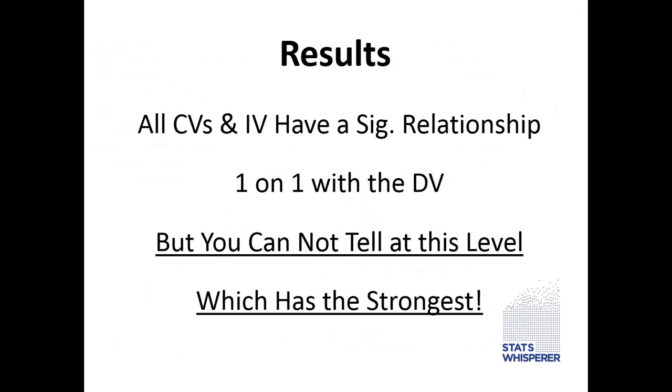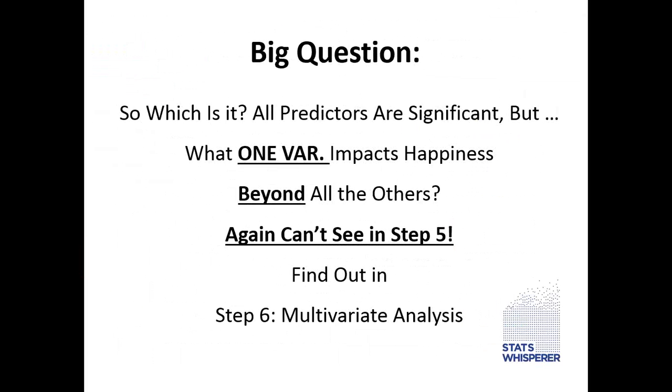You don't know which has the strongest impact on happiness. That speaks more to the effect size. And that's why we want to look at that at the multivariate level, because that's where it really counts. That's where it's the most credible, because we're looking at the effect of all the predictors at the same time on the dependent variable. So which is it? Of all the predictors, which one variable has the greatest impact on happiness beyond all the others? Again, you can't see it in this step, but you will see it next week in step 6, multivariate analysis.